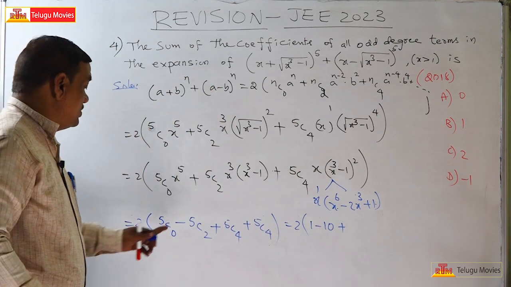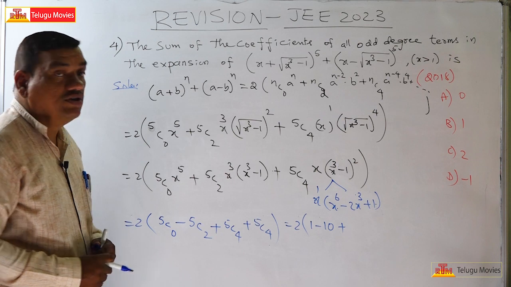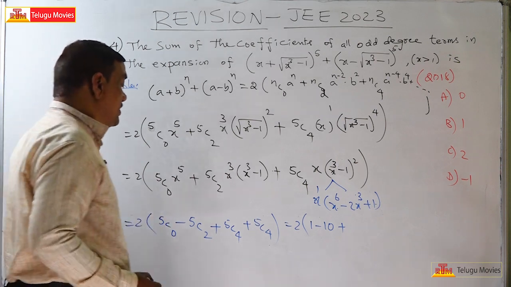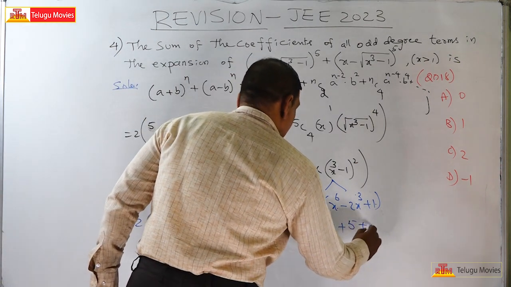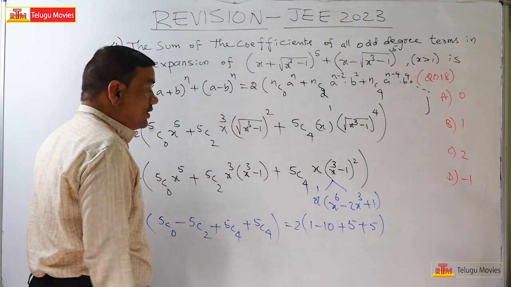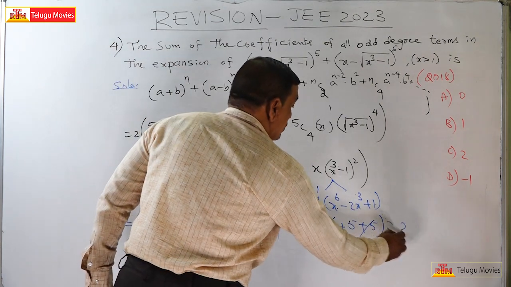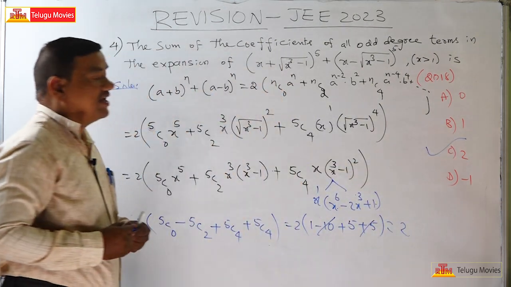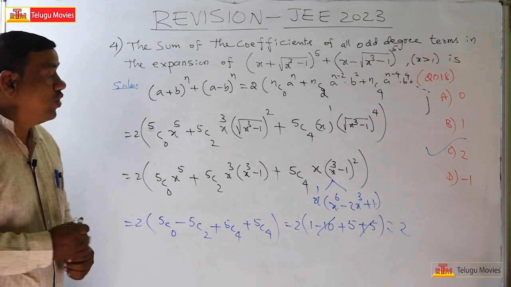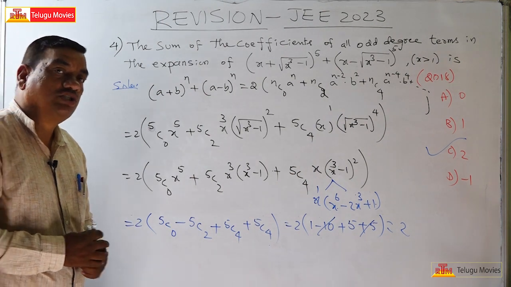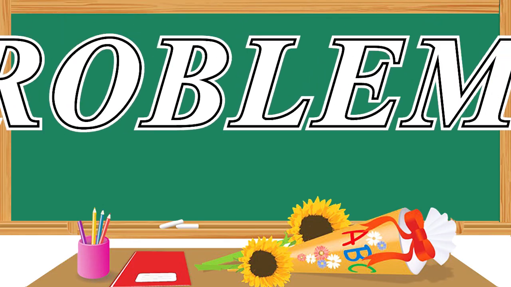Okay, now this is a minus 10. What is the value of 5C4? 5C4 is 5. So this is also 5, this also 5, and so this will get cancelled. Therefore option C is the correct answer. I hope that you understand this solution. So let us move to the next problem.